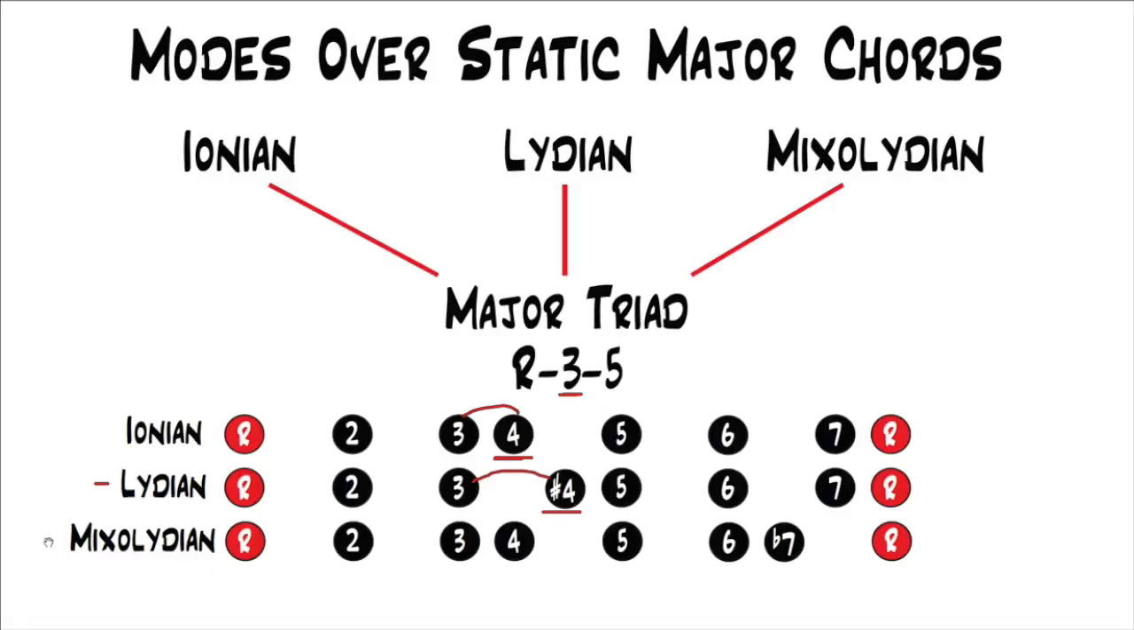Or you could use Mixolydian, and this time that'll create a very bluesy major sound because of that flat 7, which we've talked about before. And again, the 4, just like with Ionian, is an avoid note for the same reason.